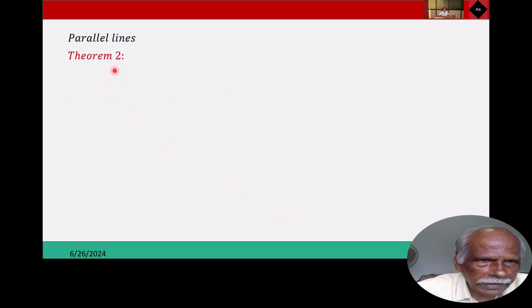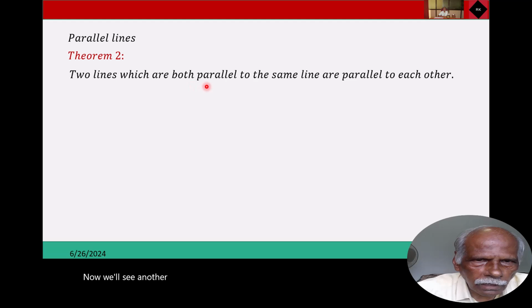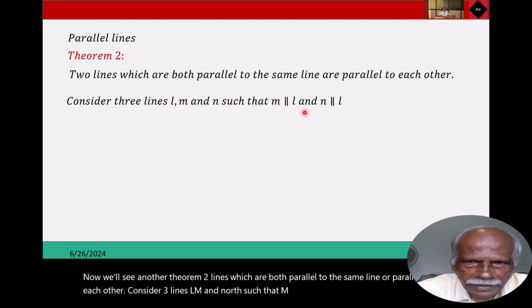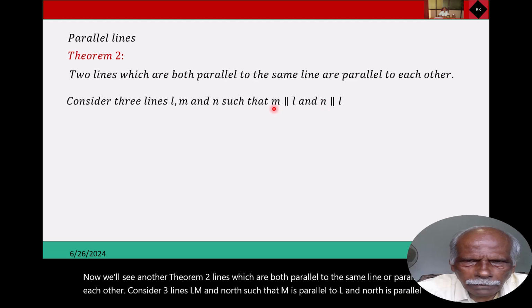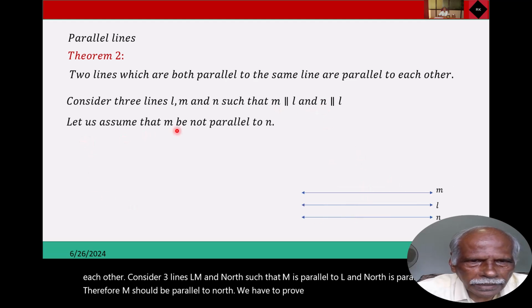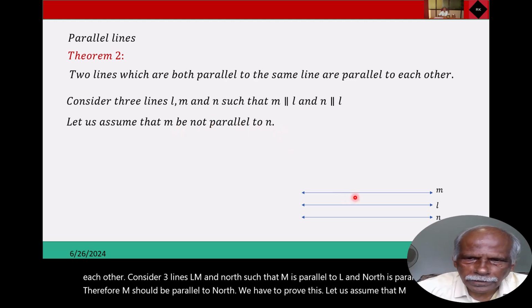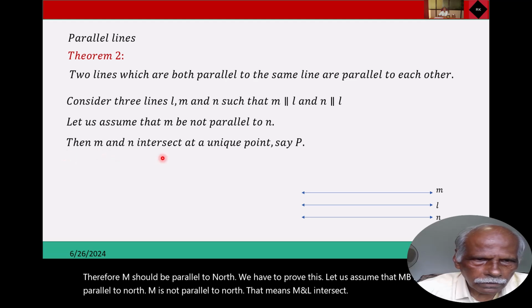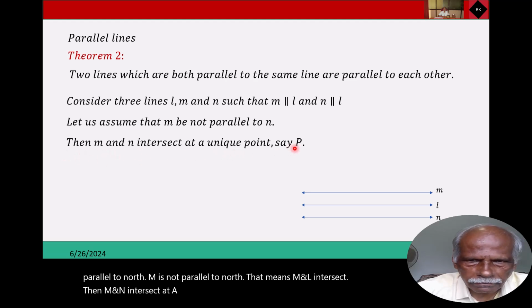Now we will see another theorem. Two lines which are both parallel to the same line are parallel to each other. Consider three lines L, M and N such that M is parallel to L and N is parallel to L. Therefore, M should be parallel to N. We have to prove this. Let us assume that M is not parallel to N. That means M and N intersect. Then M and N intersect at a unique point, say P.